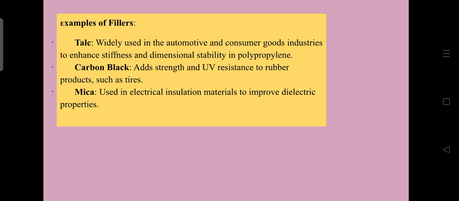Examples of fillers are talc. Talc is widely used in automotive and also consumer goods. And also carbon black. Carbon black is mainly used in rubber products such as automobile tires. And the third example for the fillers is mica, which is used in electrical insulation materials.